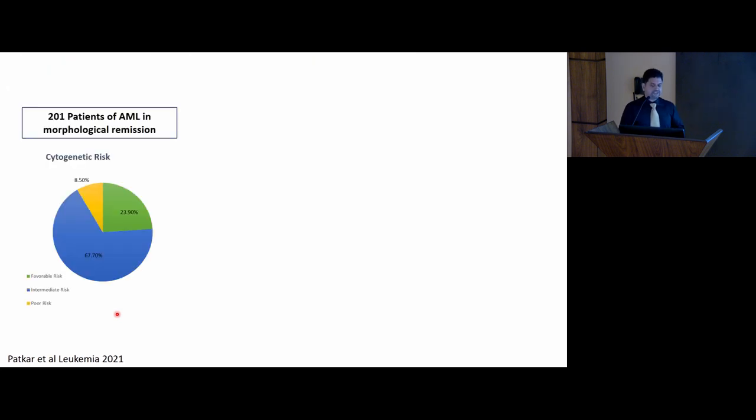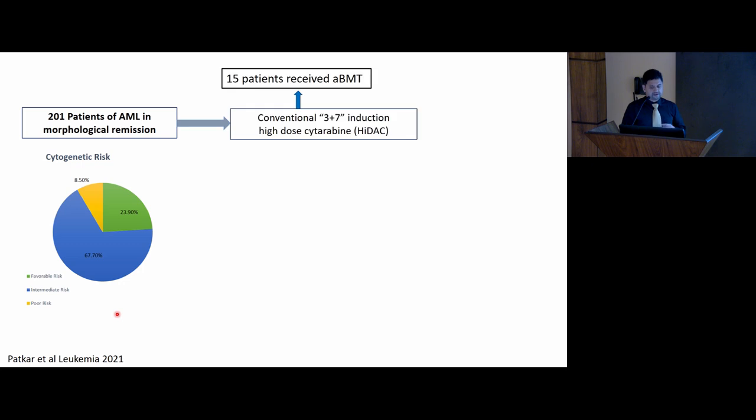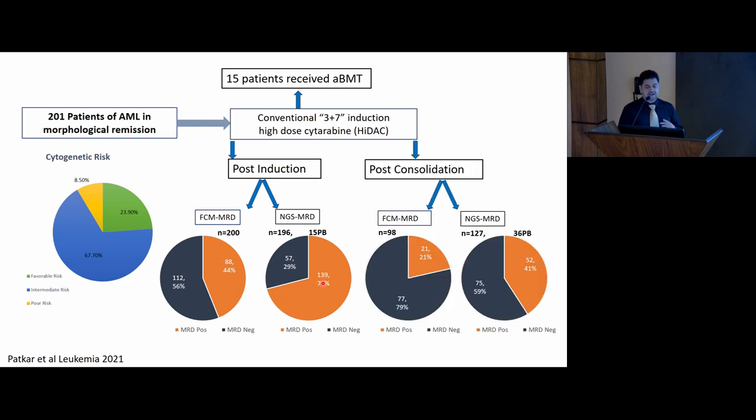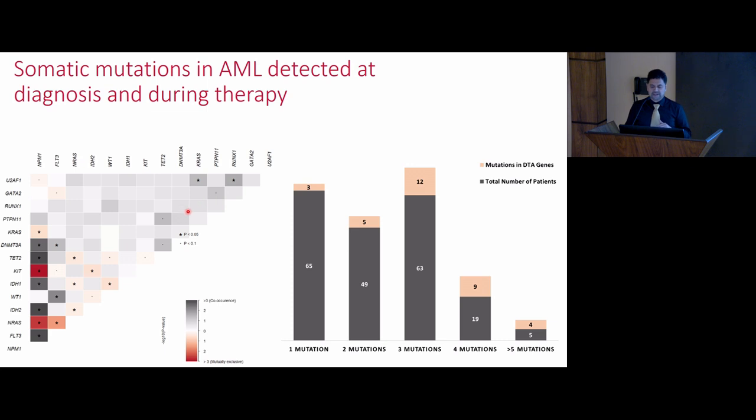So we took 200 patients in morphological remission. Most of them were intermediate risk. A small fraction received allogeneic bone marrow transplant. Most received 3+7. You can see that when you looked at flow results, 44% were MRD positive, but 71% were NGS MRD positive. And for consolidation, 41% were NGS positive, 21% were flow positive. So in most of the patients, you could get one mutation that could be tracked. And of those who had one mutation, only 3 patients had a DTA mutation, and we excluded them. So this approach was applicable to 80% of our patients.